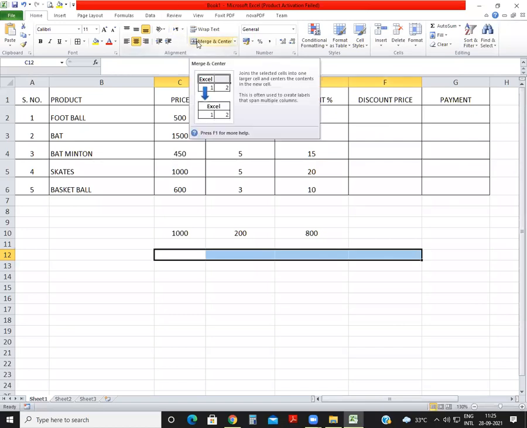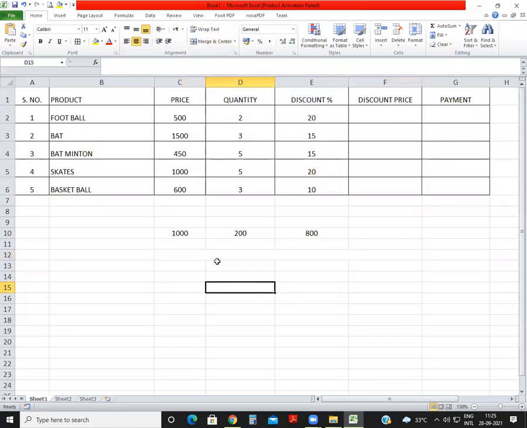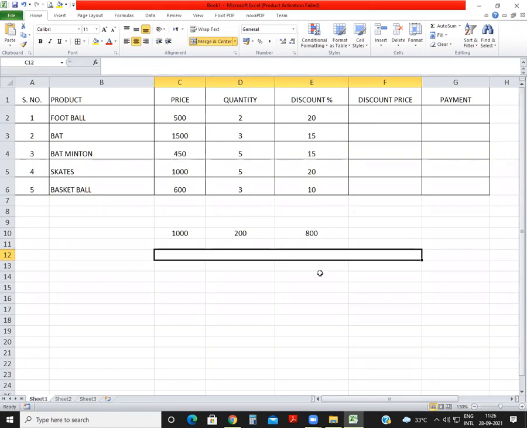इसको यहाँ से merge कर लेते हैं, merge and center. So you can see now after merging, this cell becomes one cell. 1 2 3 4 cells become one cell now.